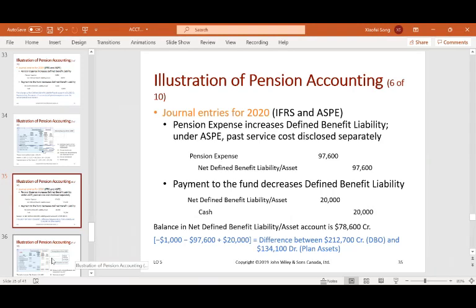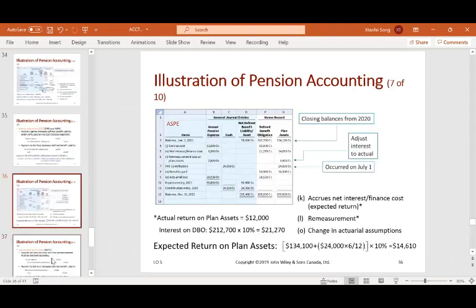ASPE is different from IFRS, so we started with ASPE, no other comprehensive income. This year we carry an opening balance on the balance sheet of 78,600. That's a net liability. That's the difference between a DBO of 212,700 and the plan assets of 134,100.